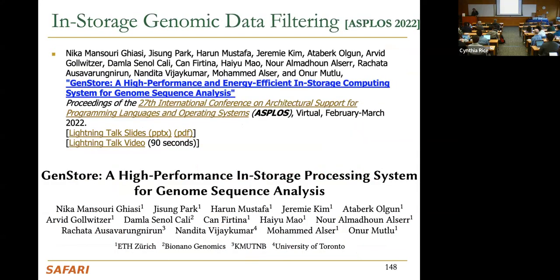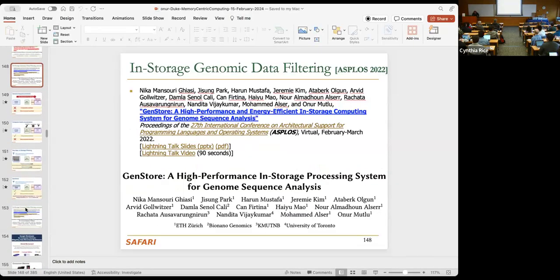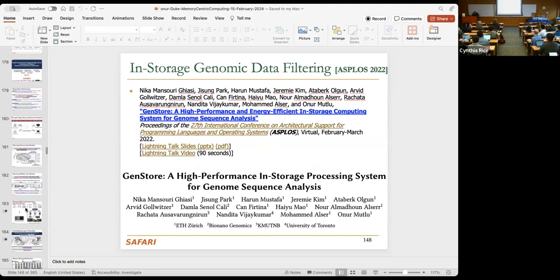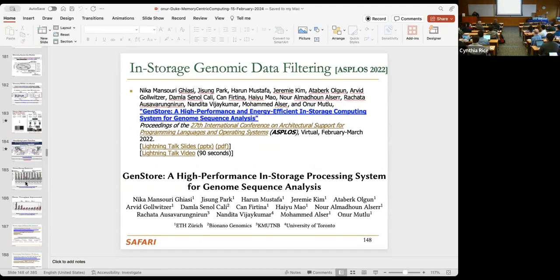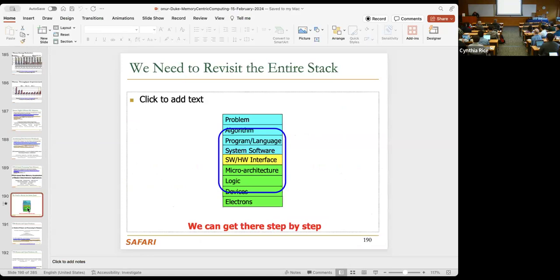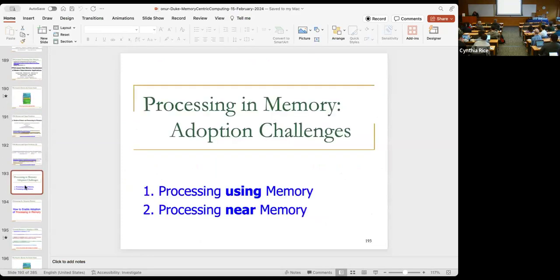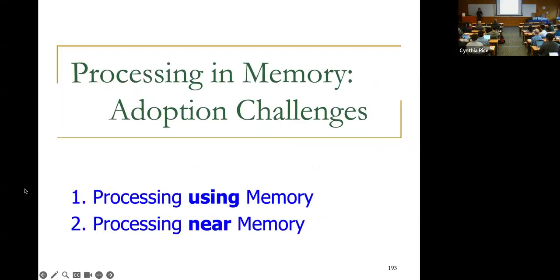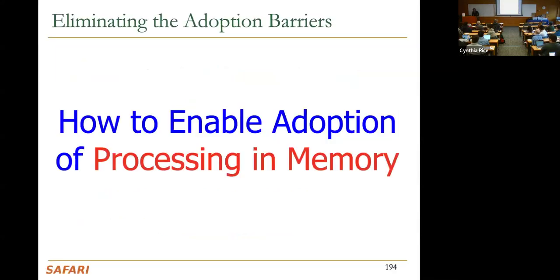Okay, I think I'm going to skip some of these because we don't have a lot of time. If you're interested, you can take a look at the slides. But I'm going to talk about adoption issues, which are really important. The other issues I think we can cover, but adoption is really interesting. Both of these paradigms have adoption challenges. I think using memory has a lot more adoption challenges than near memory, but both of them actually have adoption challenges. So what are those? I think this is the thing that we really need to do more research on.